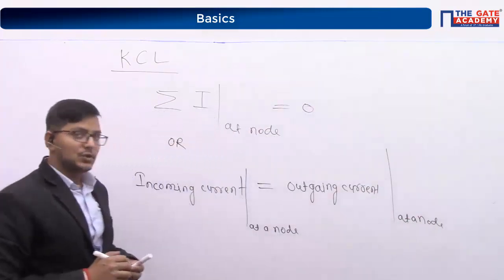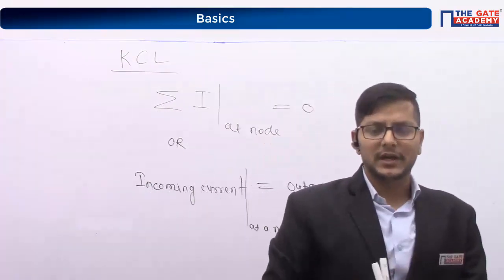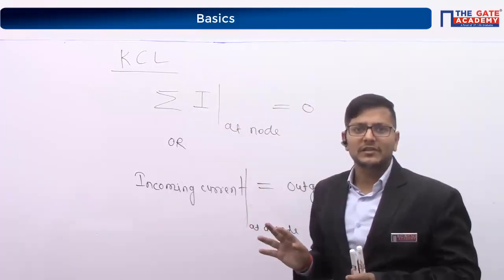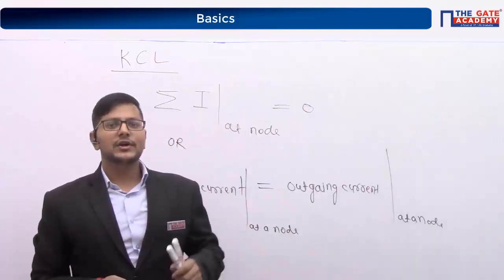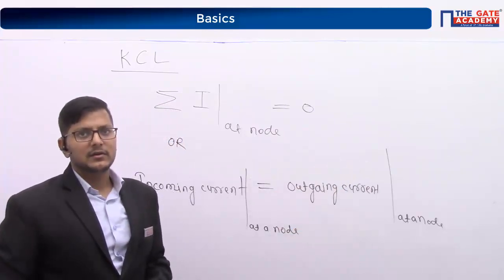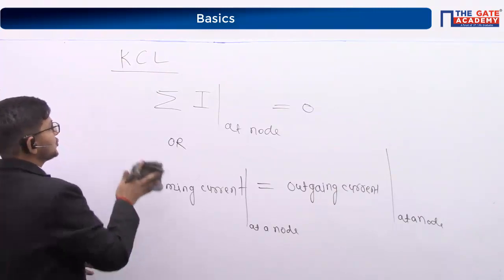Clear? The total number of incoming current at a node must be equal to the total number of outgoing current. This also satisfies the KCL law. So let us see a few questions based upon this KCL. After that we go for the next topic, that is node analysis. Guys, clear up to that point? Okay, let's see the question.